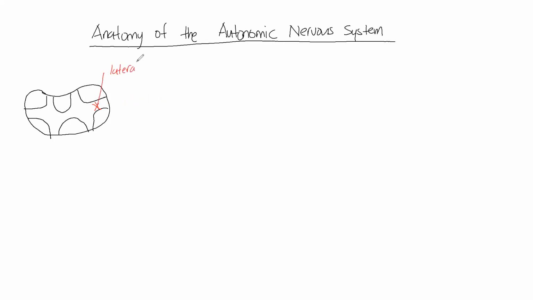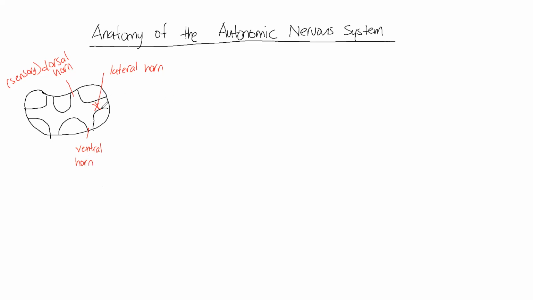So here's our lateral horn. Here's our dorsal horn. This is going to be associated with sensory information. We'll talk more about this a bit later on. And then we also have the ventral horn, okay? And so the fibers of the autonomic nervous system arise specifically from the lateral horn.